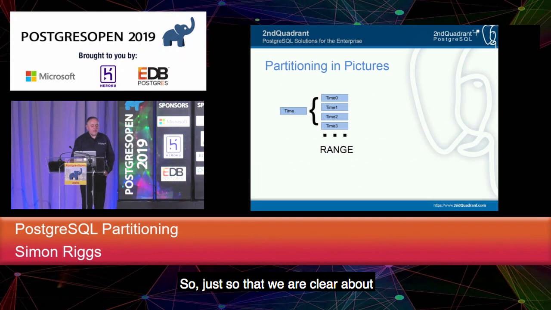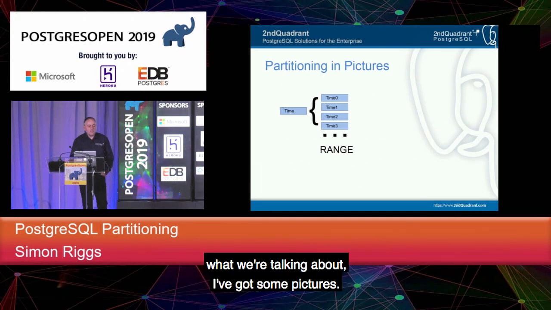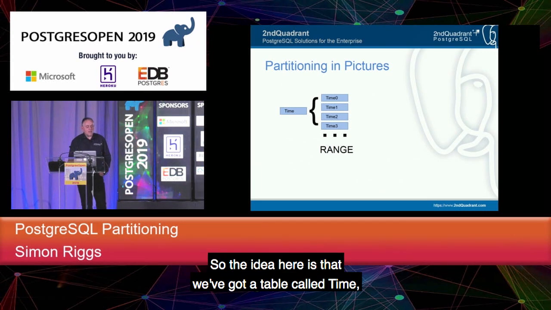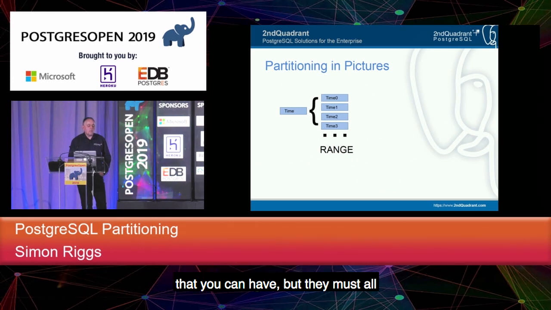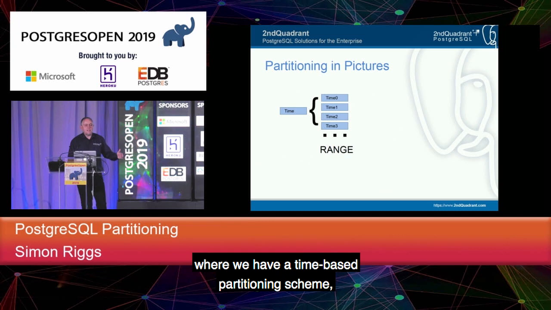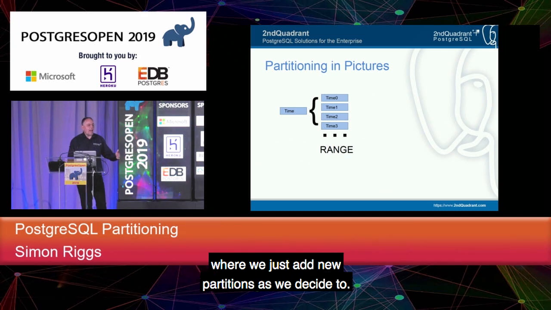So just so that we are clear about what we're talking about, I've got some pictures. The idea here is that we've got a table called time, and we're splitting the table down into multiple subtables. Now there's no limit to the number of subtables that you can have, but they must all have unique partition bounds within them. So this is an example of a range partition where we have a time-based partitioning scheme where we just add new partitions as we decide to.